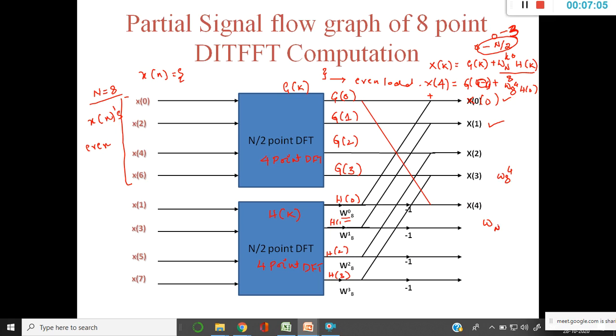As I told you in the last class, wn to the power of n by 2 is equal to minus 1; that is solved in the last class. So wherever w8 to the power of 4 occurs, it is nothing but minus w8 to the power of 0. So now I will simply subtract the value h of 0 and w8 to the power of 0. These values I already calculated. Now I simply negate them, which is nothing but subtraction. So x of 4 is nothing but g of 0 minus w8 to the power of 0 h of 0.